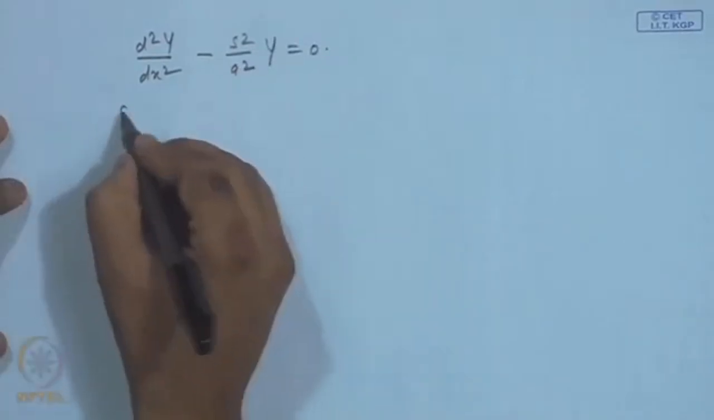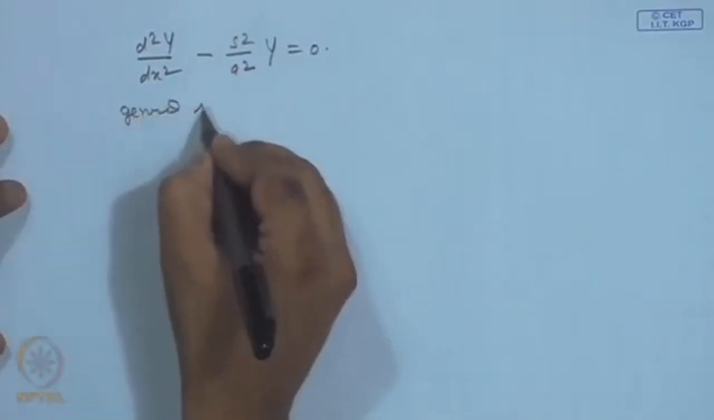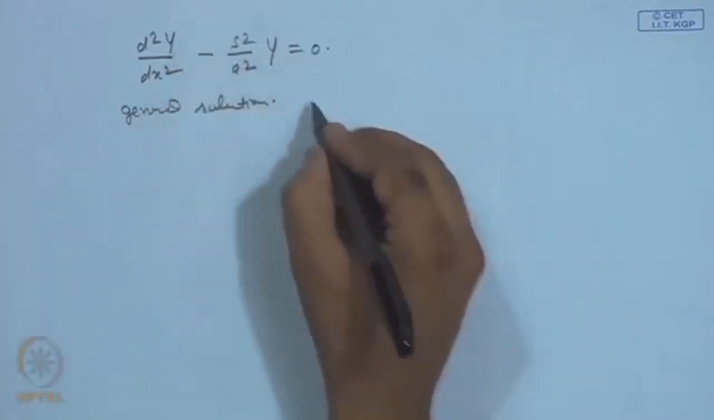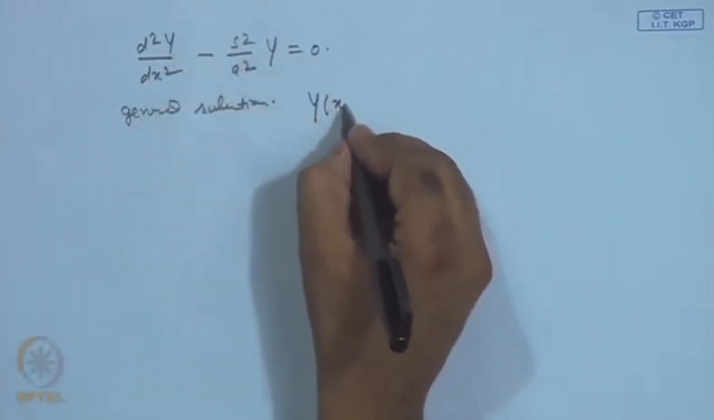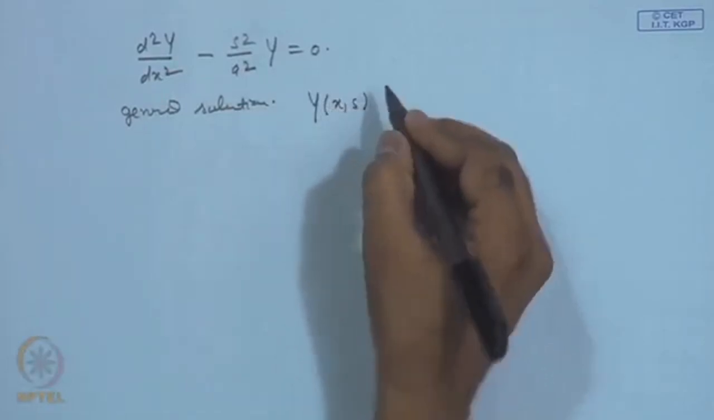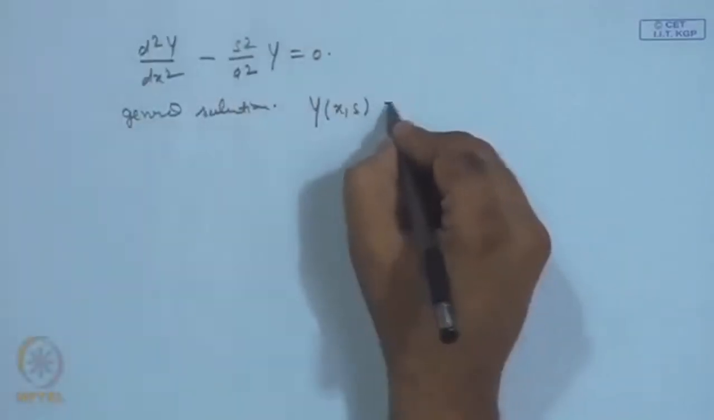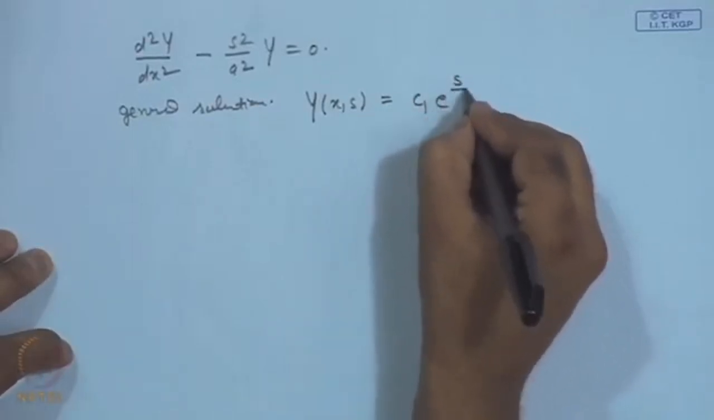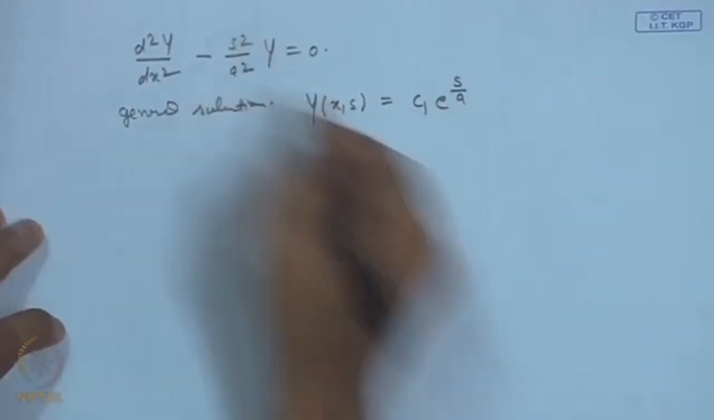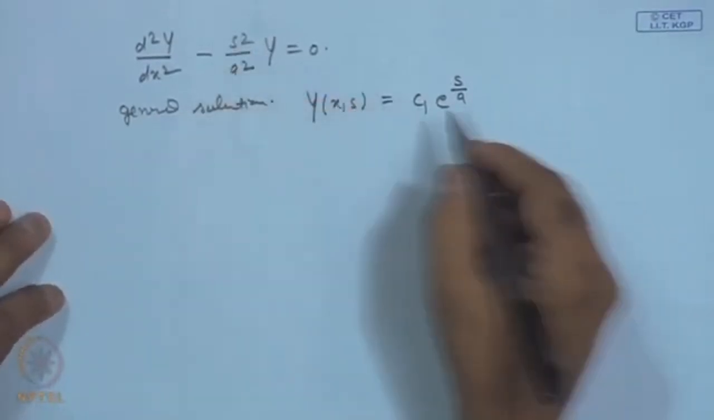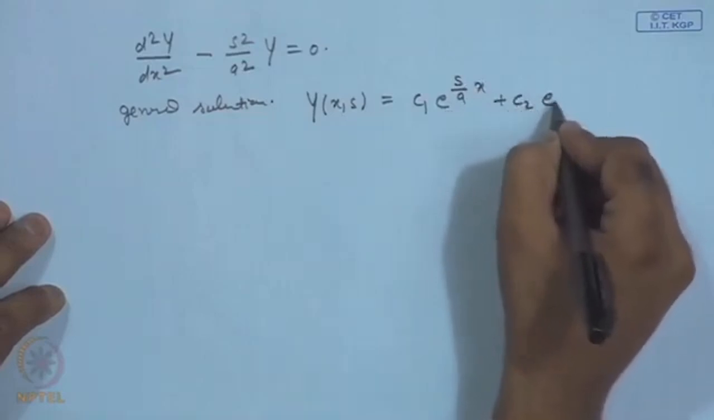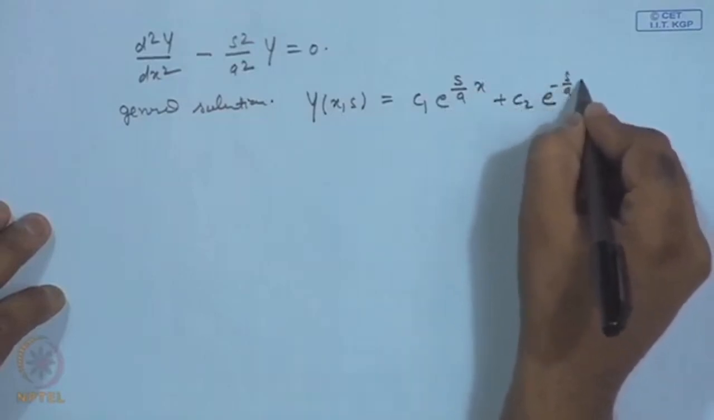And now, its general solution is easy, we have only the complementary function. So, y(x, s) is C1 e^(s over a x) + C2 e^(minus s over a x), since the roots are plus minus s over a.